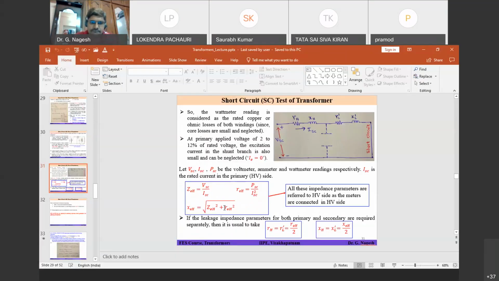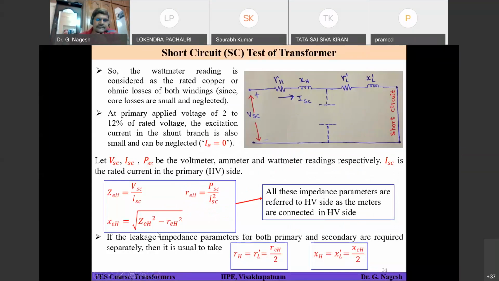Right. I think here it should be minus, right? Yes, sir. Because that is root of R square plus X square, so this should be minus. Okay. So you should place minus. So you can calculate XEH also in this fashion. So you know the equivalent resistance referred to HV and equivalent reactance also referred to HV.